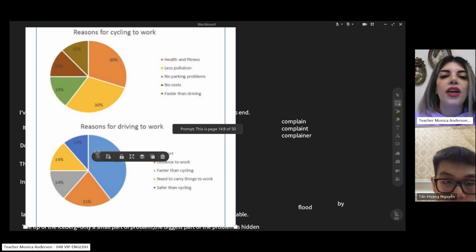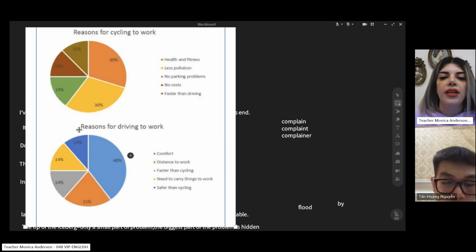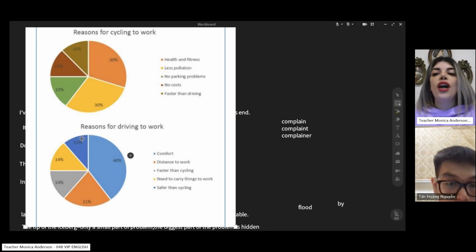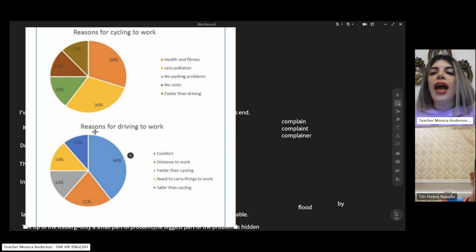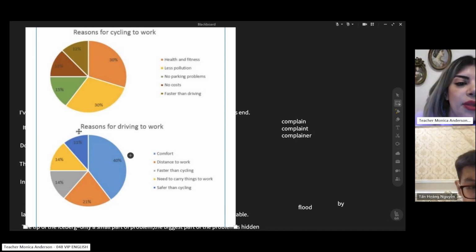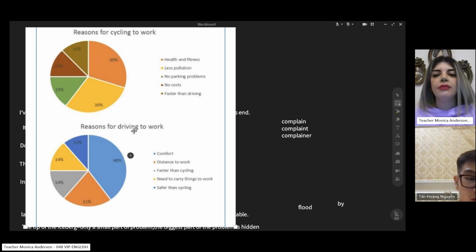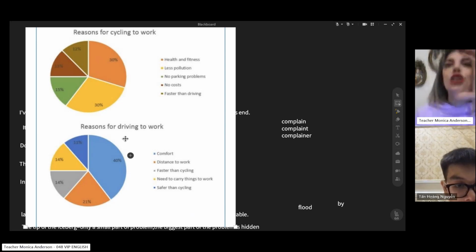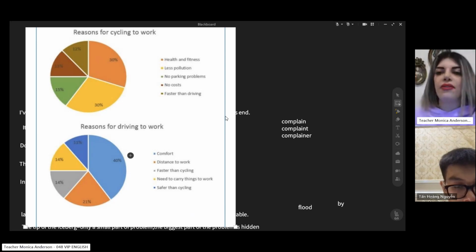The second one, okay, now we have another one. Another one, reason for driving to work, the highest proportion of people who drive to work. Why? Because the blue part is the biggest, so because it's comfortable. Okay, so we have two main features here. Two big segments. This is about the first part.